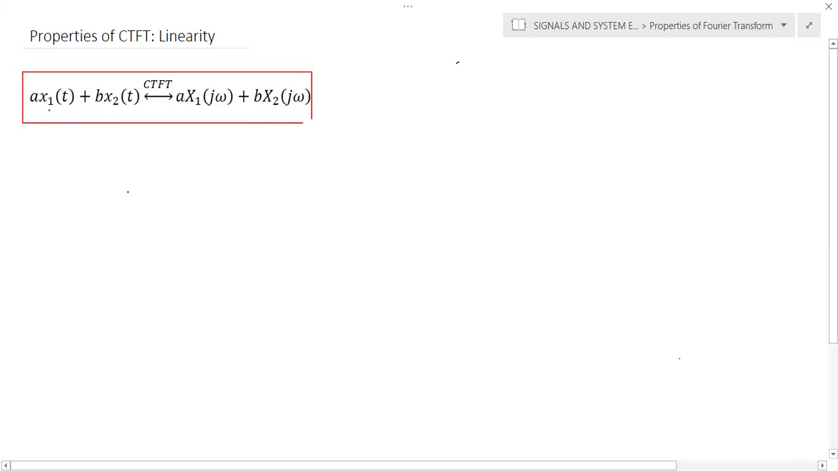If there is a signal a x1 of t plus b x2 of t, then its Fourier transform will be in the form a X1 of j omega plus b X2 of j omega. I'll give you some more details. For example, assume that there is a signal x1 of t, and assume that its continuous time Fourier transform is given by the equation X1 of j omega, which is integral minus infinity to infinity x1 of t into e raised to minus j omega t dt.